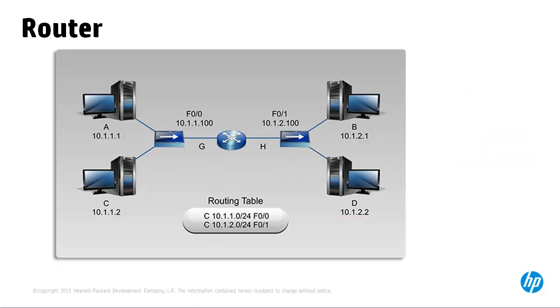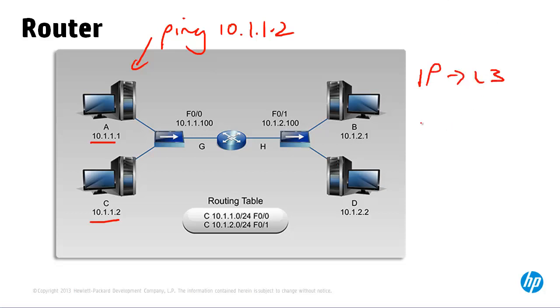Now how would traffic flow if device A wants to send traffic to device C? Let's say, for example, that device A pings device C. So on device A, the command ping 10.1.1.2 is used. Now IP is a layer 3 technology. MAC addresses are used at layer 2. So PC A needs to have a mapping between a layer 3 IP address and a layer 2 MAC address. PC A at this point doesn't know the MAC address associated with IP address 10.1.1.2.